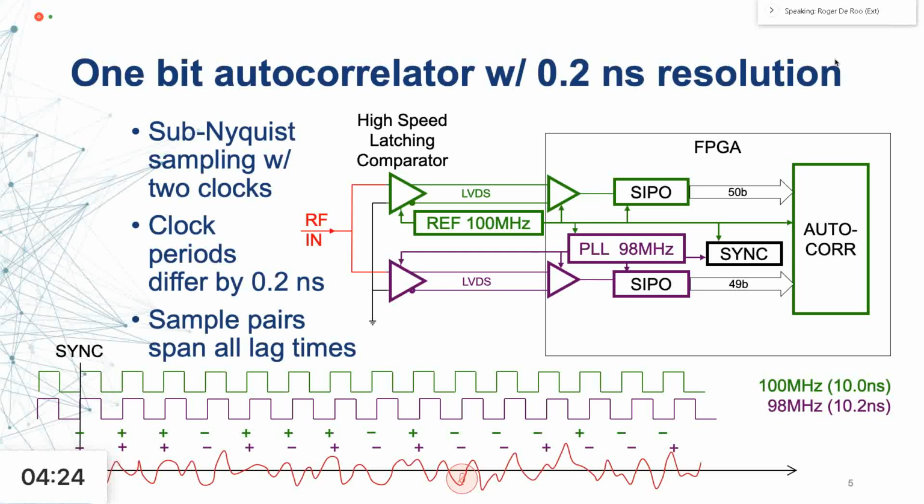And so in this little diagram, we've got a 100 megahertz clock driving a phase lock loop producing a much slightly slower clock that's different by 0.2 of a nanosecond, sampling the waveform as you can see down on the bottom. That produces a walking set of correlations of your measurements. So next, please.